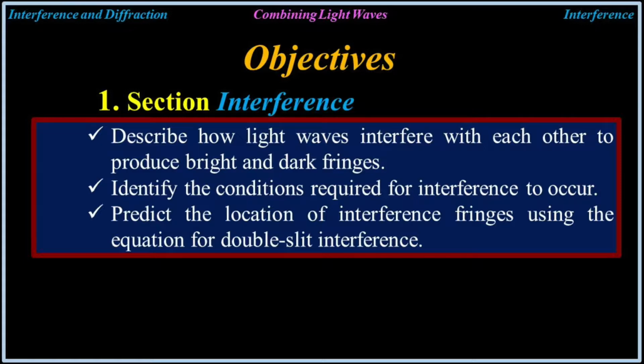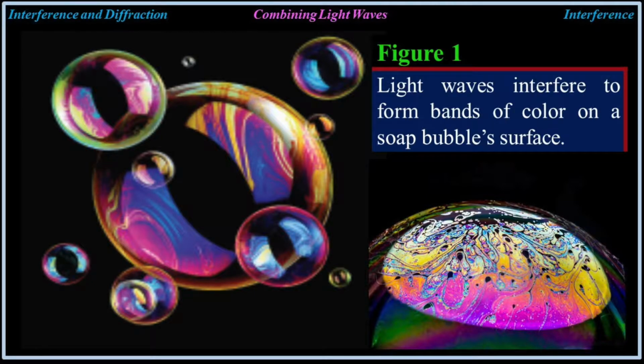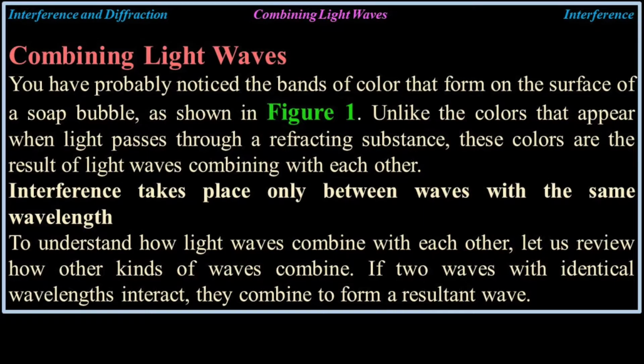Section 1, interference, 3 objectives. Describe how light waves interfere with each other to produce bright and dark fringes. Identify the conditions required for interference to occur. And last, predict the location of interference fringes using the equation for double slit interference. Figure 1: light waves interfere to form bands of color on a soap bubble's surface. Study it carefully before proceeding.